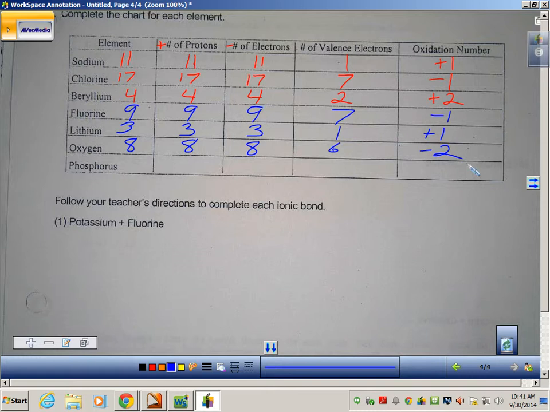Next one's phosphorus. What's phosphorus' atomic number? 15, I heard. 15 protons. How many electrons? How many valence electrons? 5. Give up 5 or gain 3. Gain 3 and become -3.